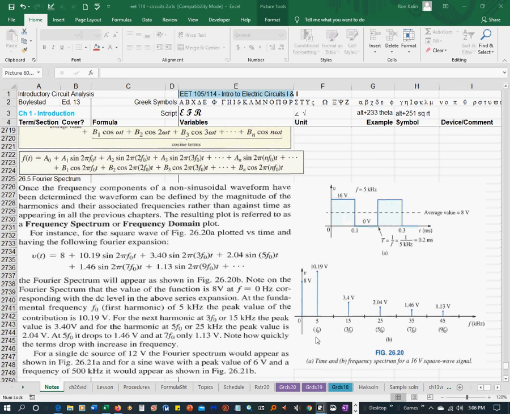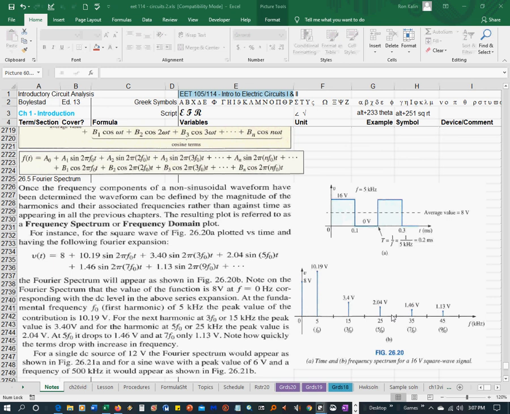These are called odd harmonics. Odd because they have an odd multiplier, the odd numbers 1, 3, 5, 7, 9. The even harmonics aren't as interesting. They're going to be the 2, 4, 6, 8, 10. We're going to continue talking about this.